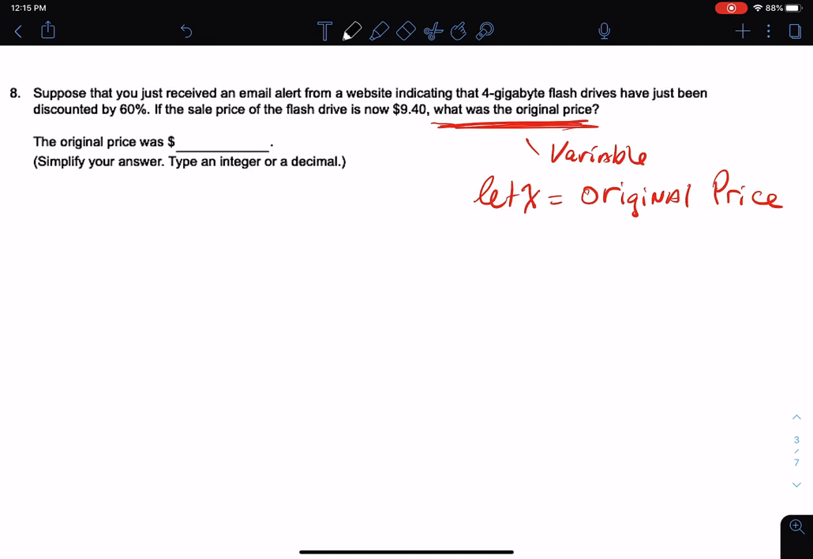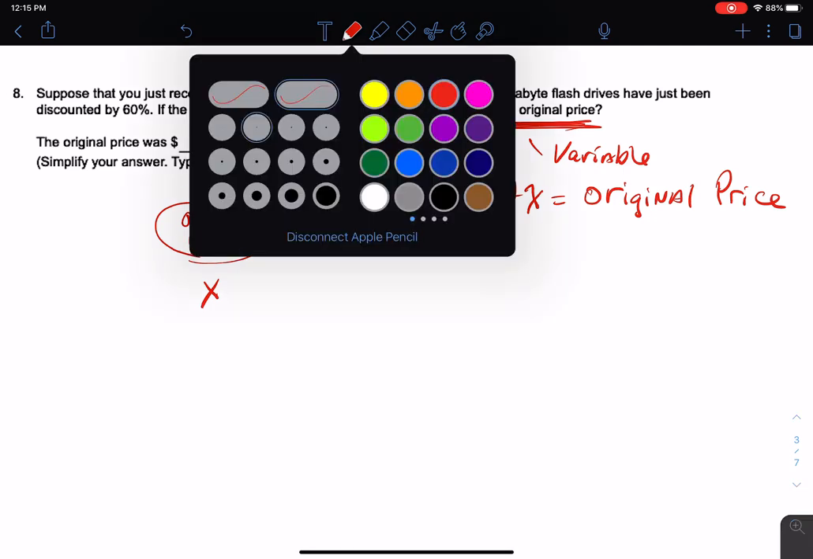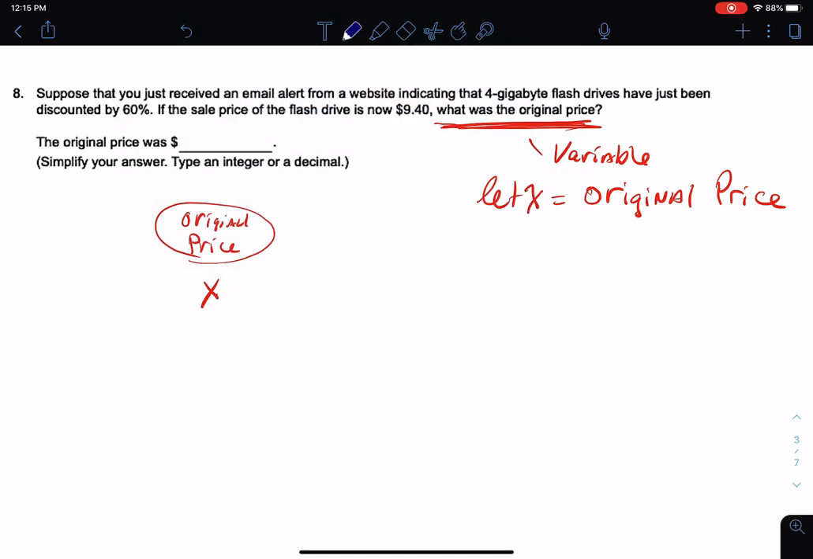We're saying that x is the original price. Well, if you're taking 60% off, what are you left with? You're going to be left with 40%. So really what we want is 40% of the original price.